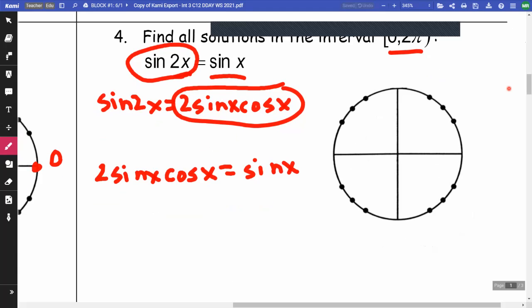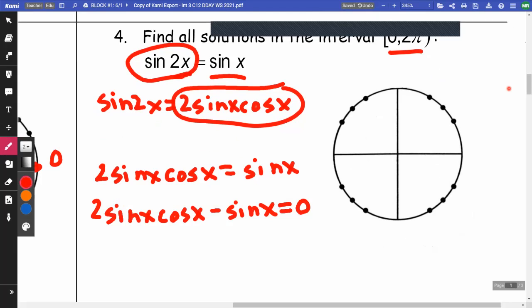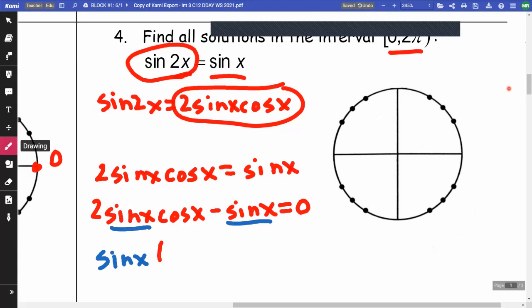I'm going to get everything on one side, 0 on the other. So I'm going to have 2 sine x cosine x minus sine x equals 0. I like it to equal 0 so I can factor. Okay. So now I have a sine x here and I have a sine x here. So I can factor out a sine x. And I'm going to be left with a 2 cosine x minus 1 equals 0.